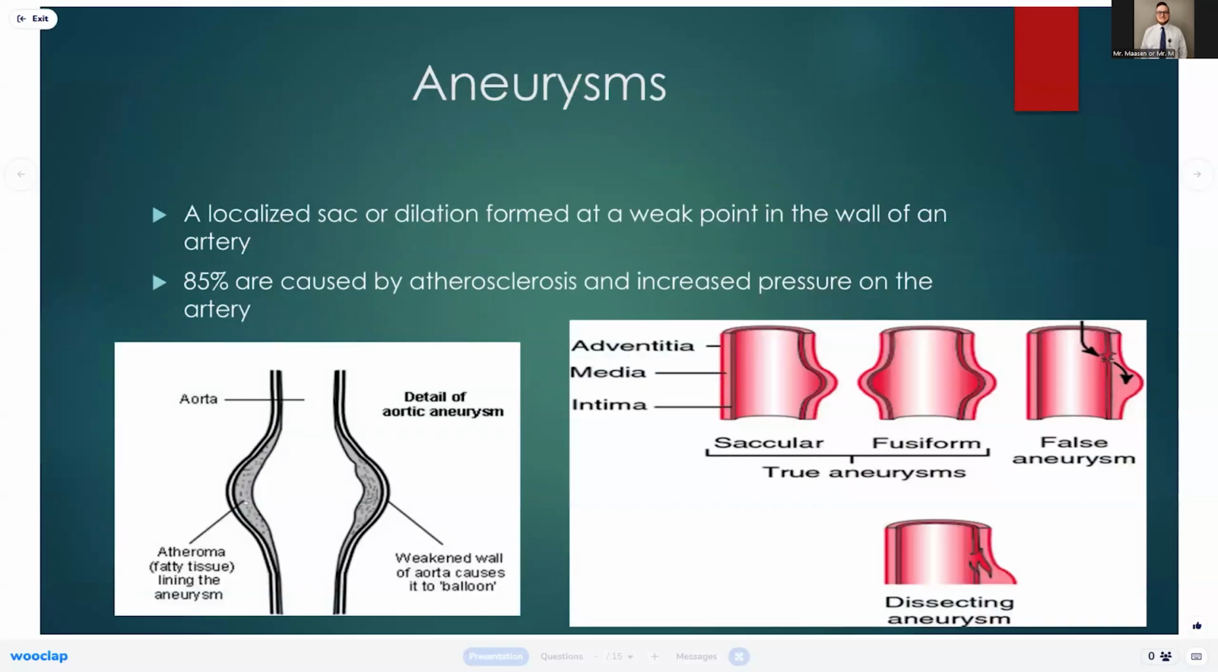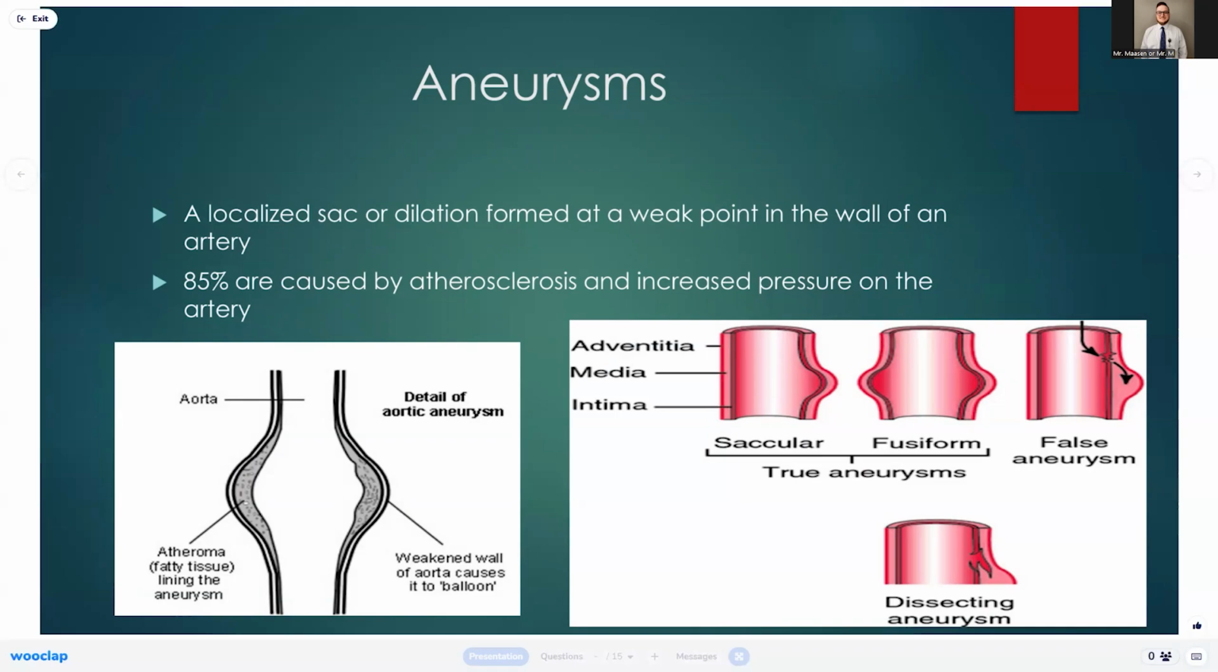Some other arterial changes that we want to note is an aneurysm. You need to be able to define an aneurysm. Most of you know what an aneurysm is, but the simple definition is a dilation around a point of a wall. So it's a weakened wall of an artery, and it usually dilates in a specific way. There are different types of aneurysms: saccular, fusiform, false, dissecting. That doesn't really matter as long as you have a general idea what an aneurysm is.